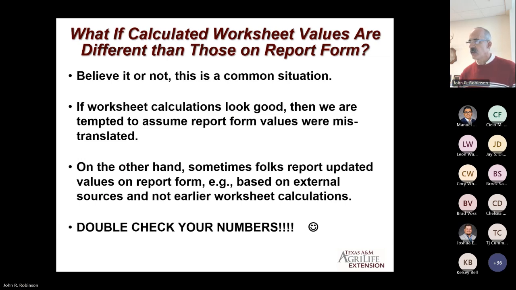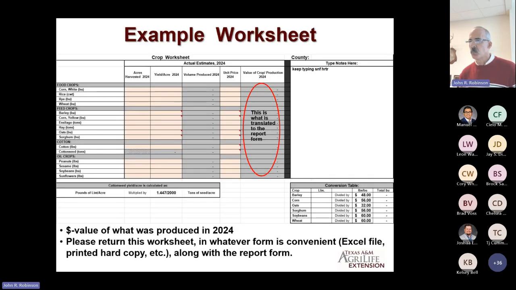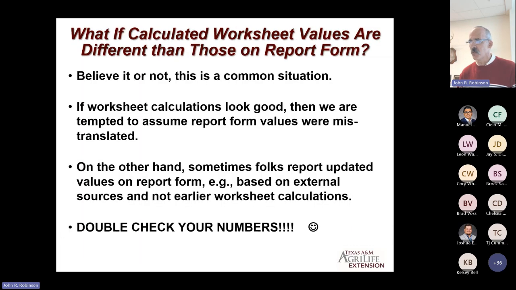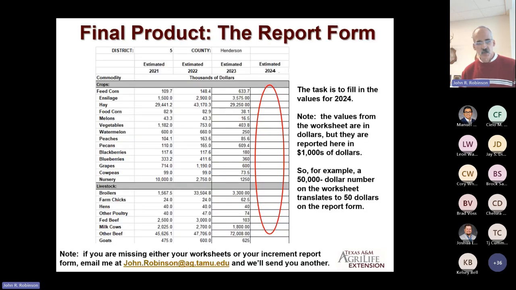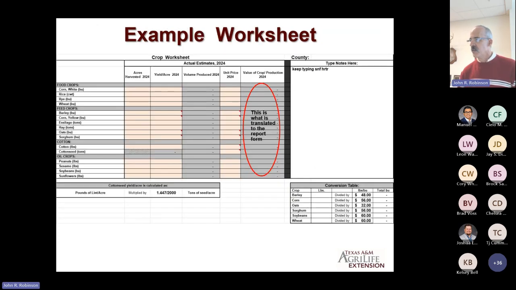And another, having asked you please to give me your worksheets, there's occasionally a bit of a problem that happens when people do give us their worksheets, which I very much want them to do. Sometimes I'll get a worksheet that has calculations and final numbers, and I'll compare it to the increment report form, and the numbers are completely different. And not because they're divided by 1,000, they're completely different numbers.